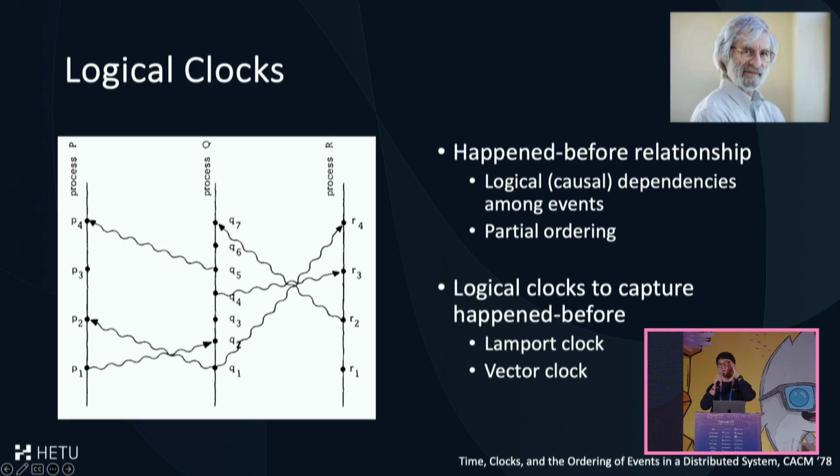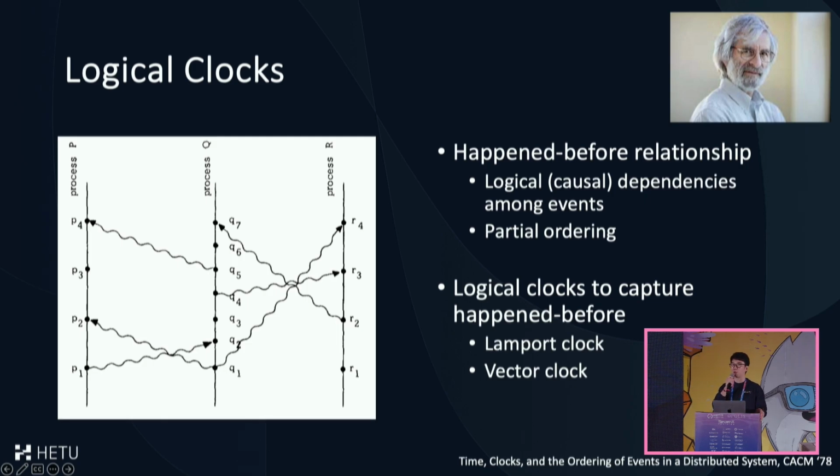If you don't have a physical clock in the system, how can you order events? He argued that the only trusted way of ordering events in a distributed system is to look at the logical ordering of different events, or another way of saying it, the causal ordering of events in a system.